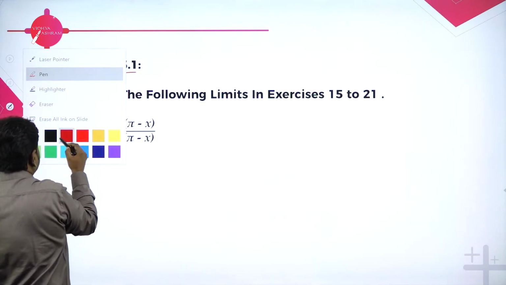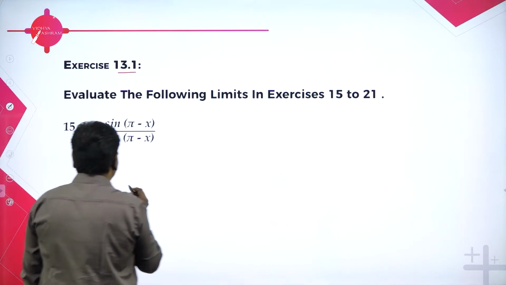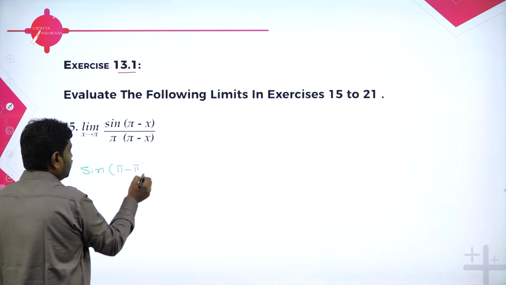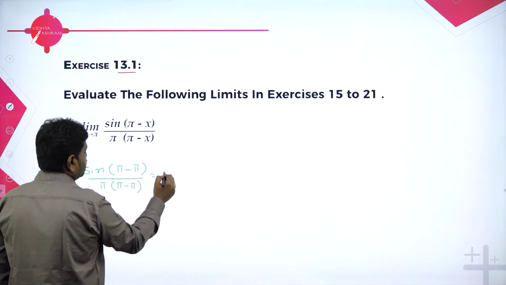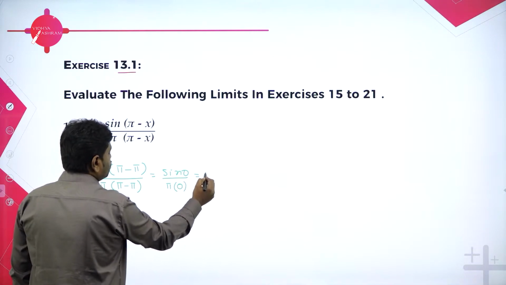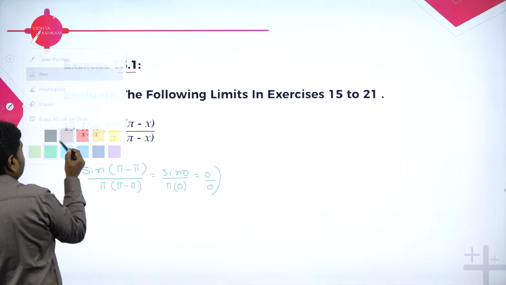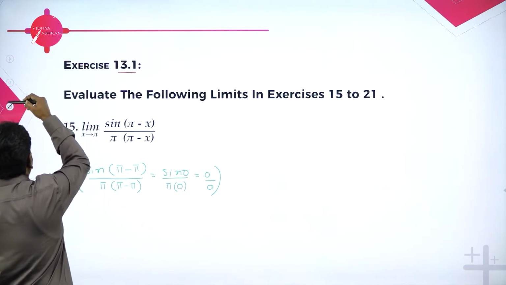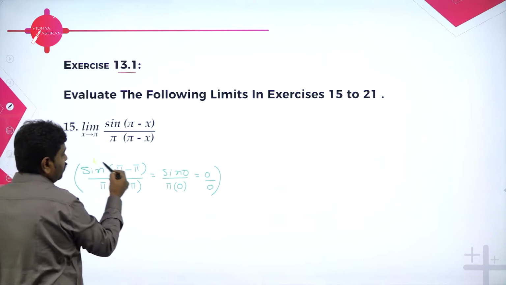Dear students, in the place of x, if you put pi, what happens? Sine pi minus pi by pi into pi minus pi. So you know sin pi minus pi is sin 0 divided by pi minus pi is 0 into pi. Sin 0 is 0 and anything into 0 is 0, you will get 0 by 0. I taught you whenever you apply limit, you should not get indeterminate form. 0 by 0 is a mathematical indeterminate form. So we are not supposed to get this. So remember, this is not possible.